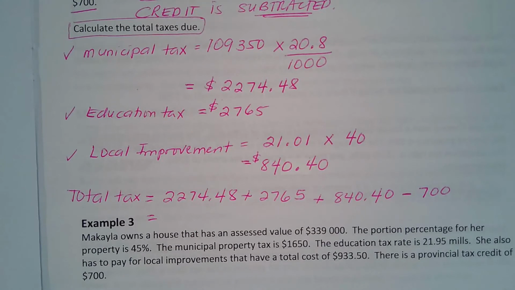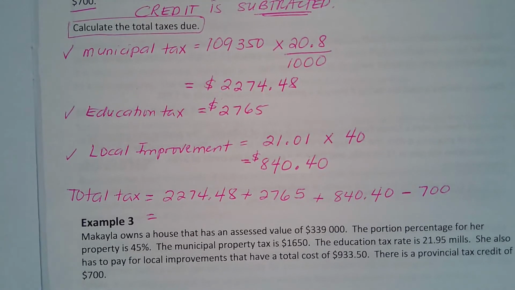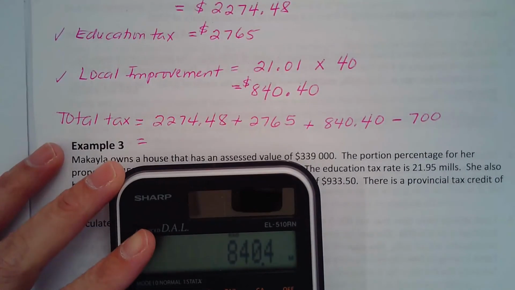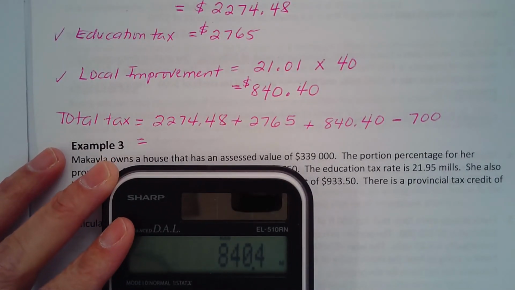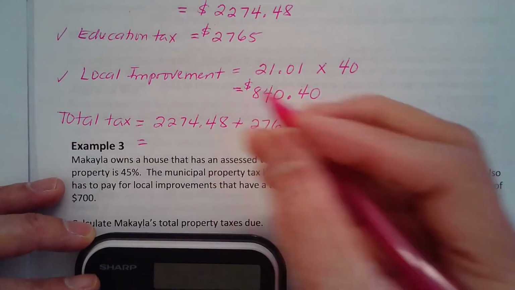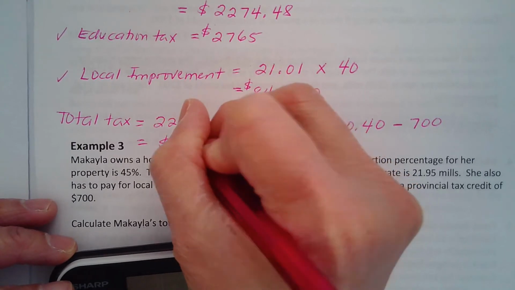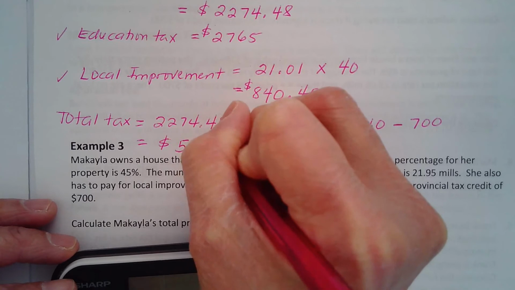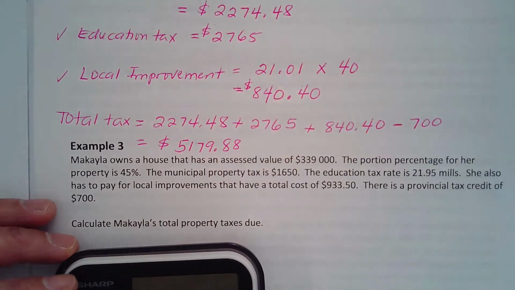Okay, is everybody okay here? Yeah, well, except for that one last one that I totally messed up. Okay, so let's do that. Let's do the math. Wait, this is expensive. Did you get $55,179.88? Yeah? Okay.